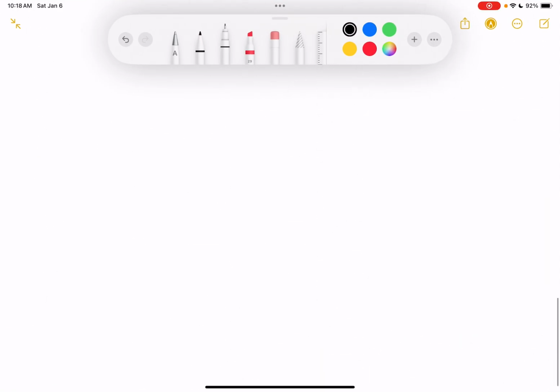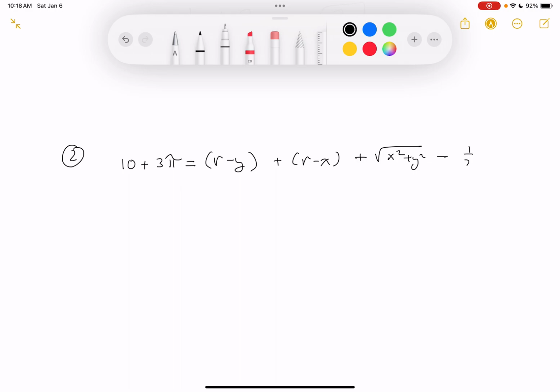This is problem number 2. 10 plus 3 pi, let's see, r minus y. Let me try to put things in proper order too, by the way. Plus r minus x. What I mean by proper order is things I can handle. I got this root problem, and I got that arc length problem. And the arc length was 1/4 times 2, so it's 1/2 of a pi r now. What I got to do now is maybe simplify that right side, if I can.